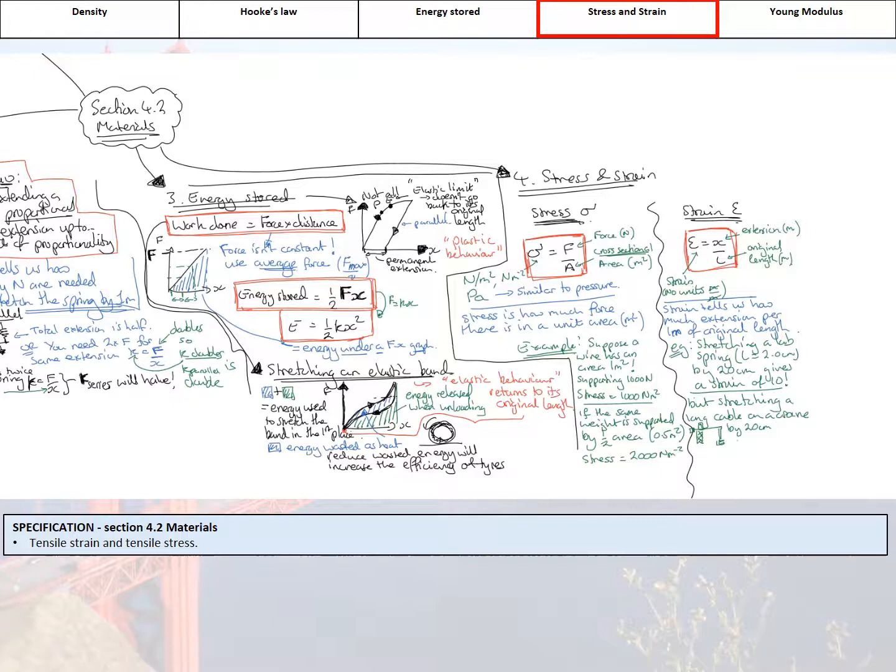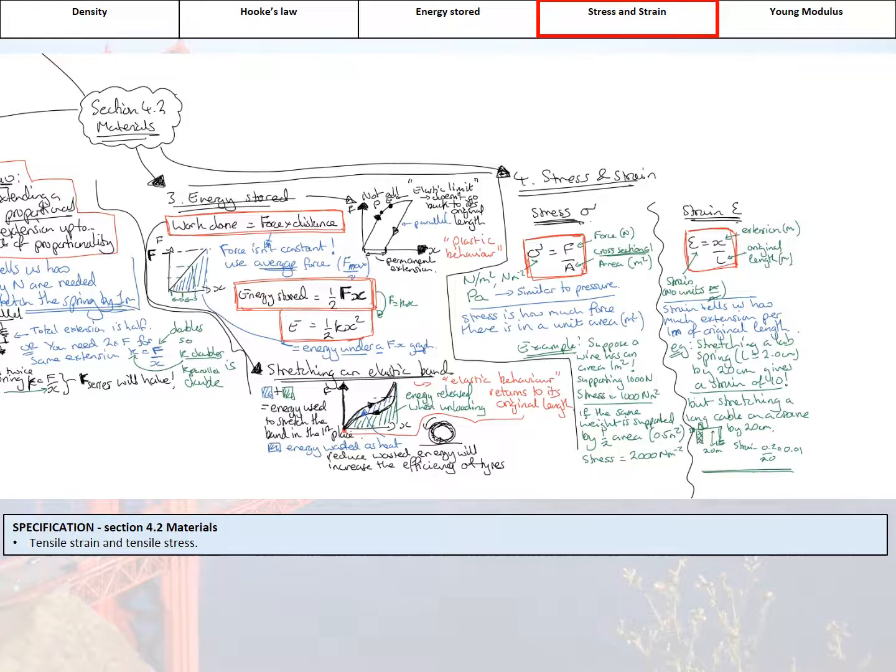Imagine that the whole thing was 20 meters. If that's 20 meters and we've stretched it by 0.2 of a meter, the strain will be 0.2 divided by 20, which is 0.01. In other words, for every meter of original length, we get 1 centimeter of extension. The cable's being strained a lot less.